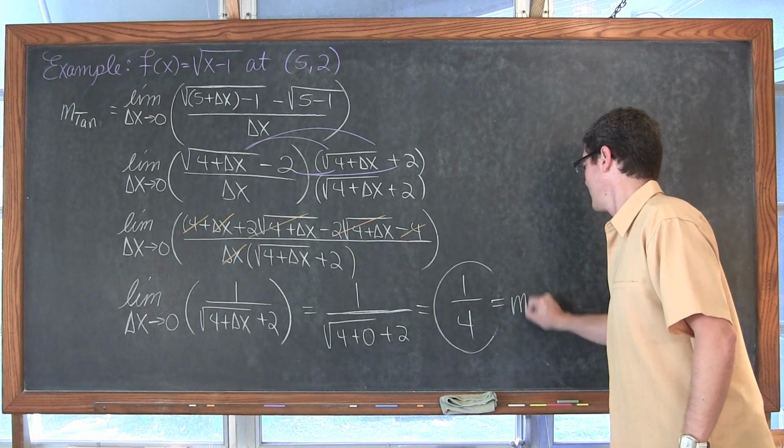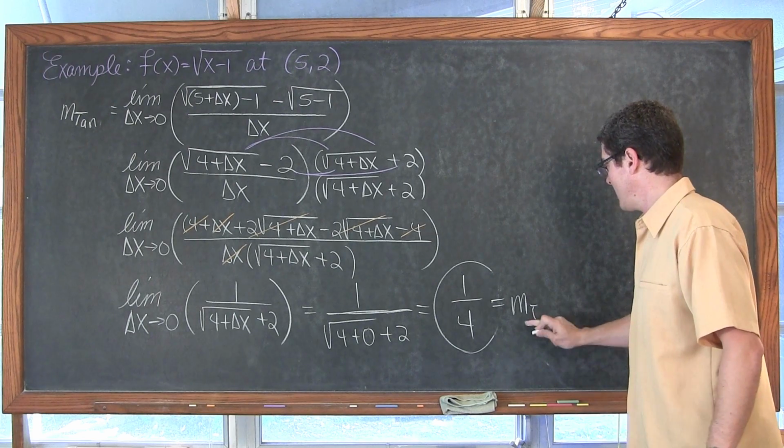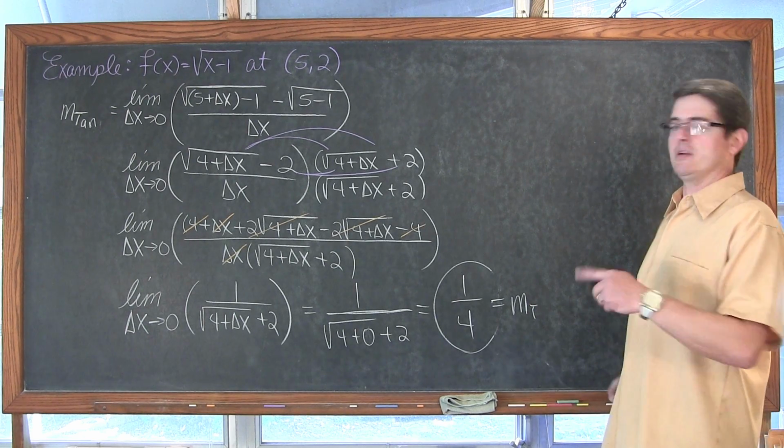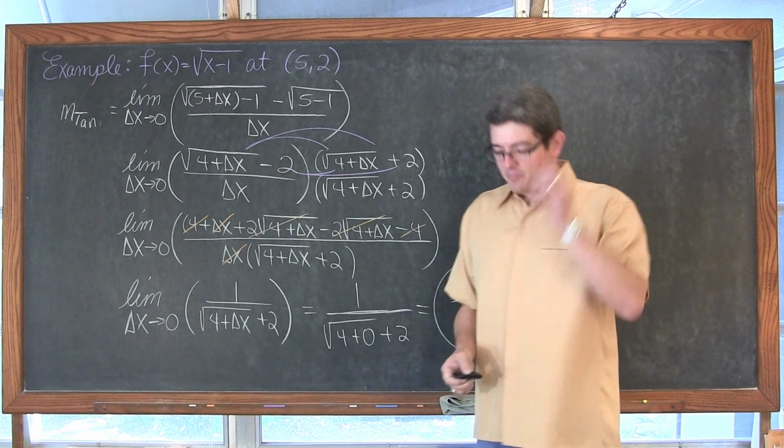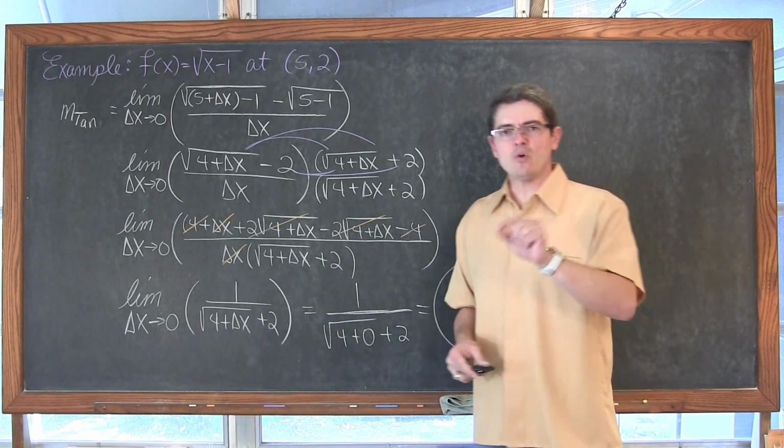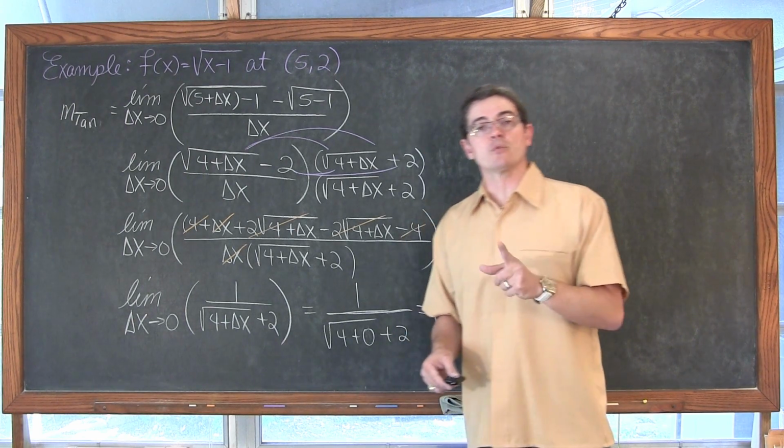Let's keep my notation neat and do like little m sub t, so I know it's the slope of the tangent line. Now, this is all fine and dandy, but let me do one more example before I get into actually finding the derivative function.